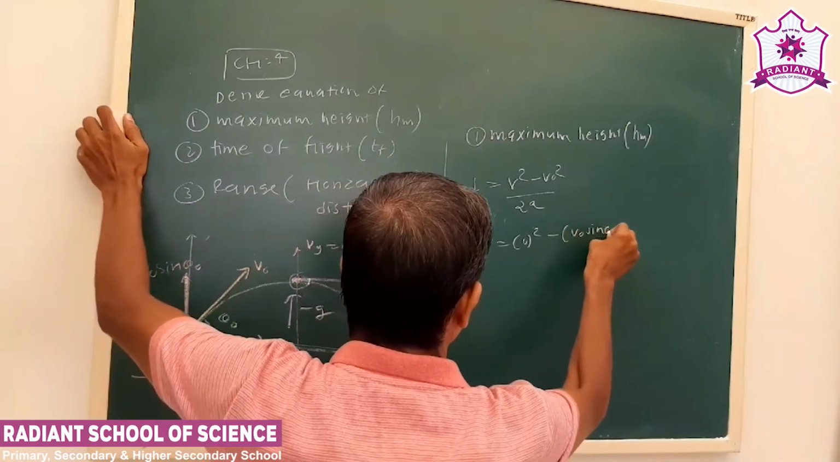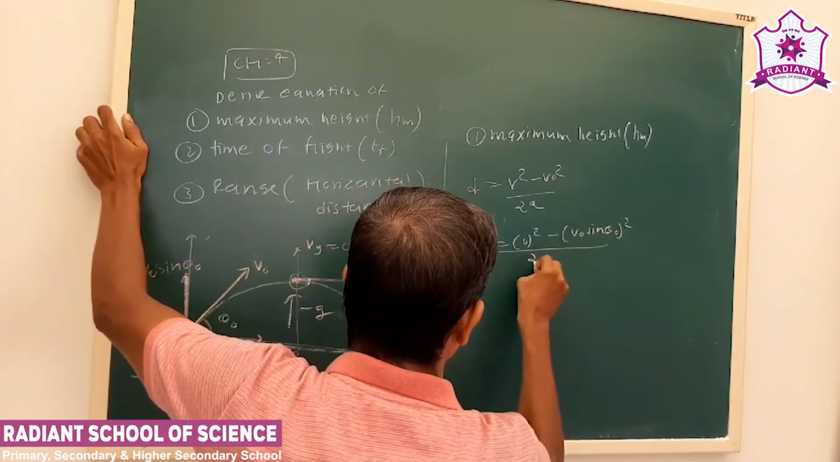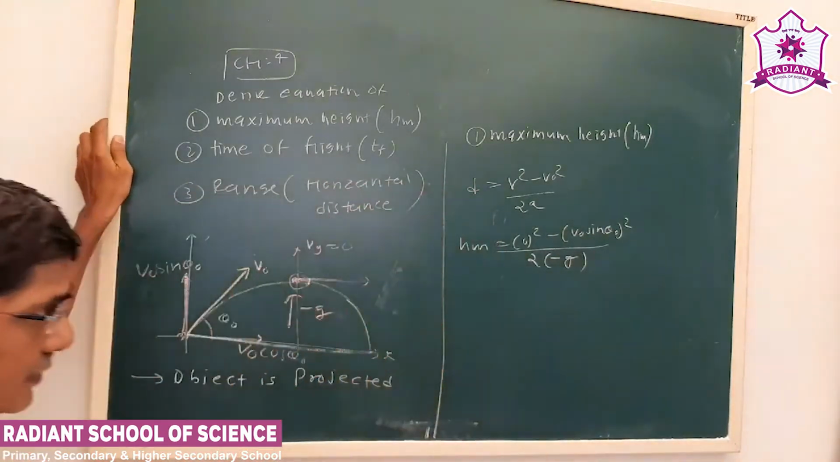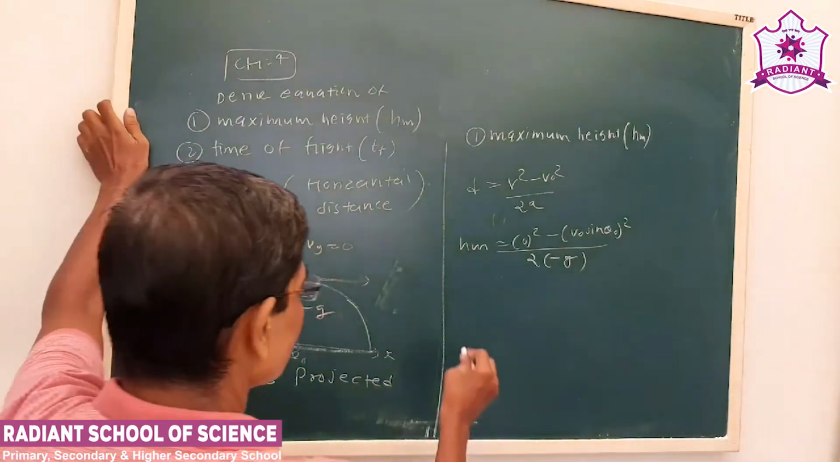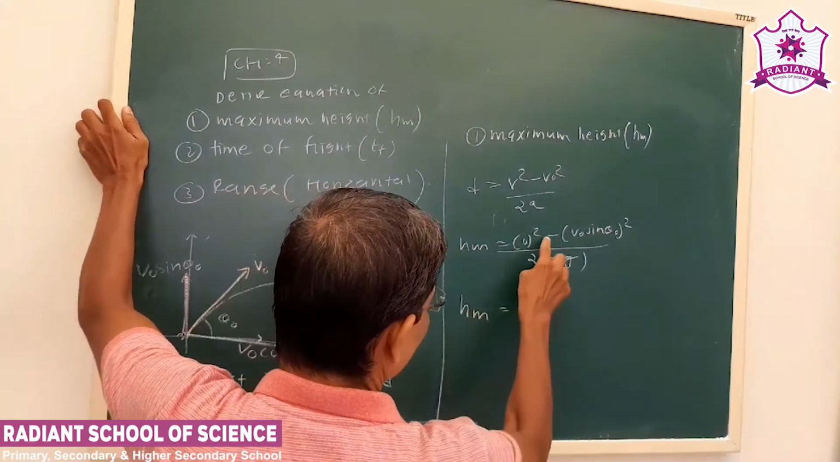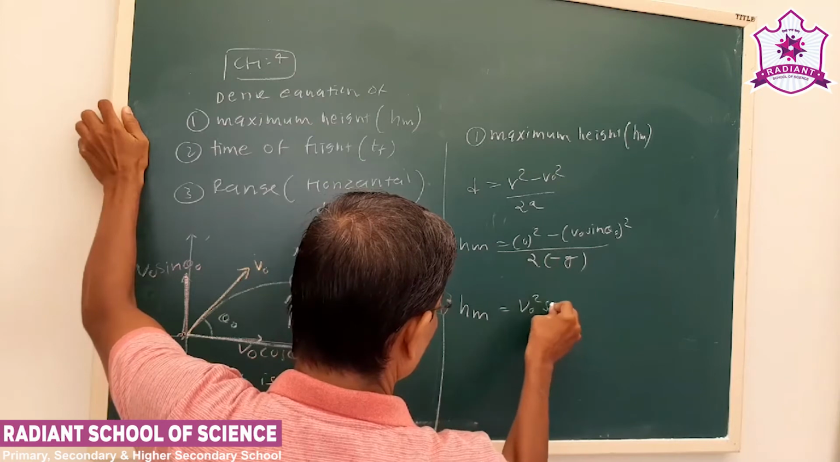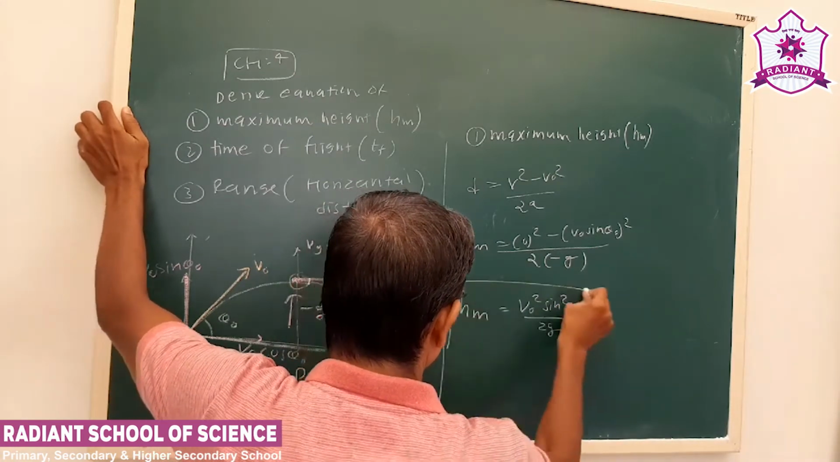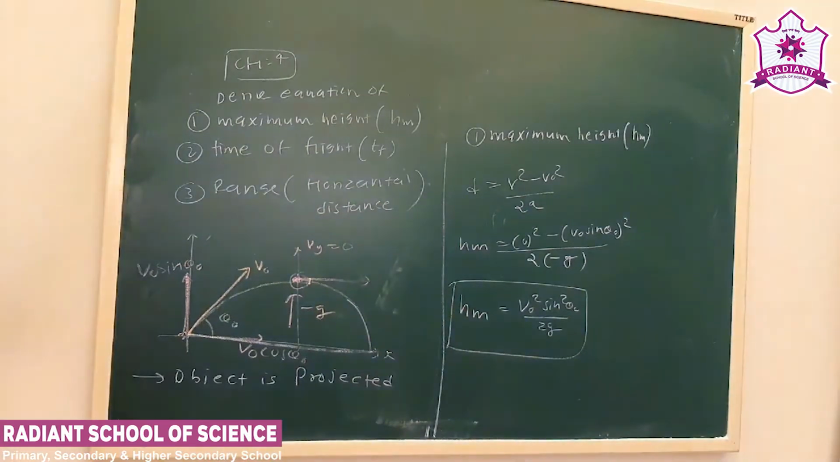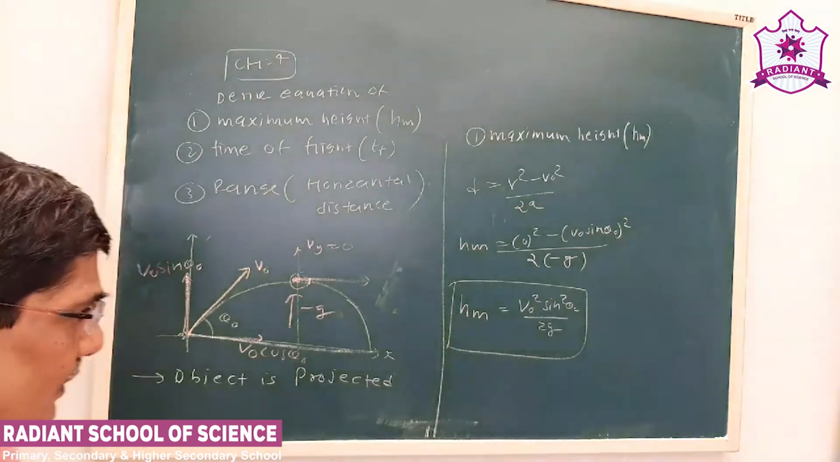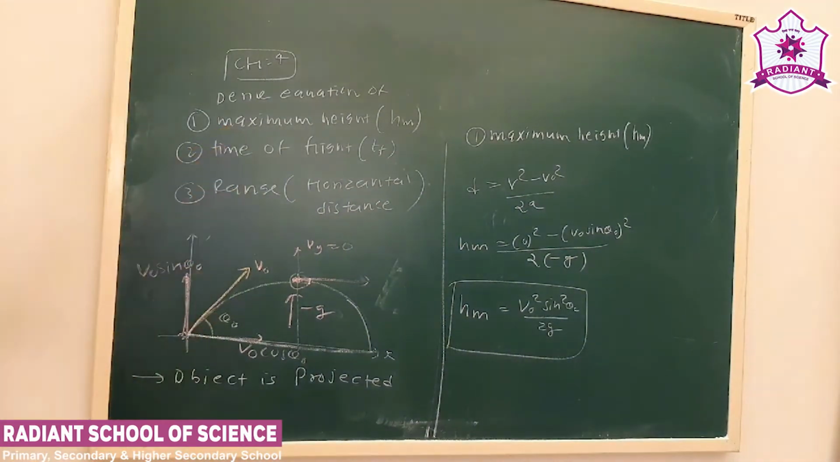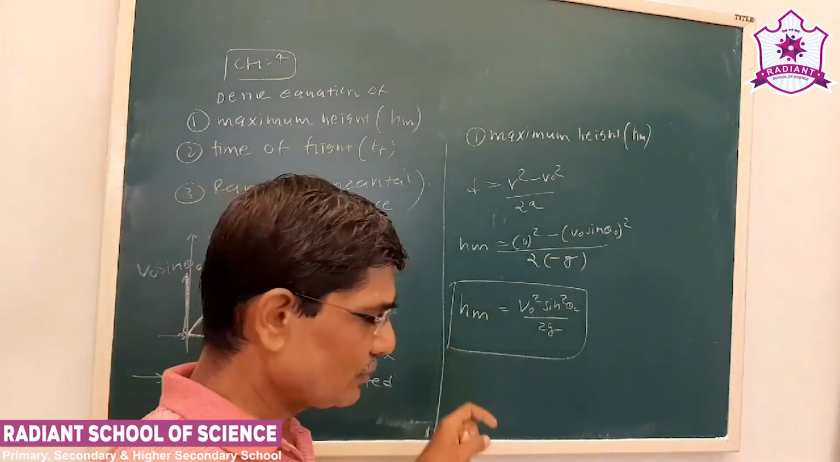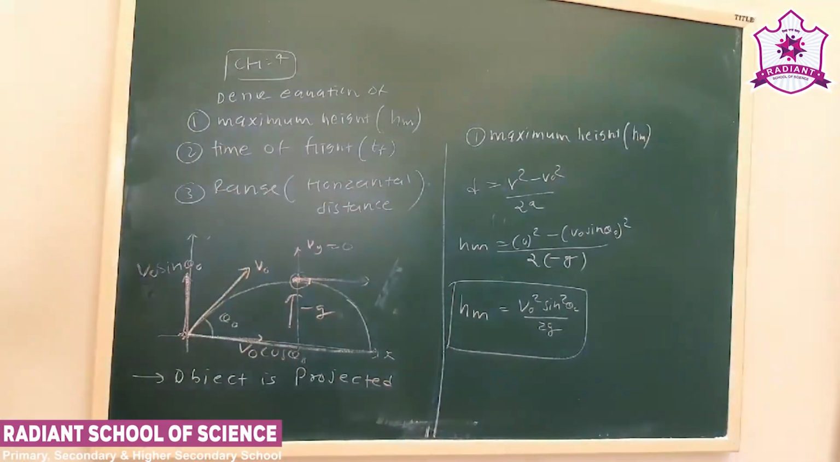The initial velocity is v0 sin theta. Acceleration is minus g. So hm is, minus minus cancel, v0 square sin square theta0 upon 2g. This is the formula for the maximum height. Now do not get confused with h max. That we'll discuss later on. Now this is the formula for the maximum height.